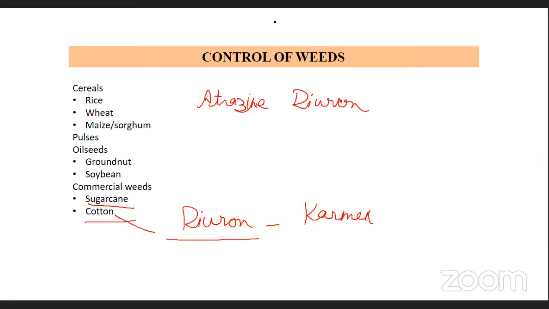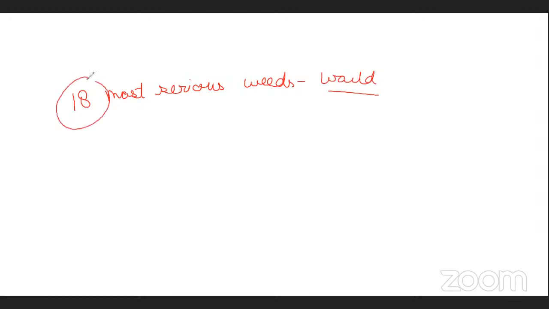Now, one very important question asked is how many dangerous weeds, or the most serious weeds, are present in the world. Okay, not in India, the question is in the world. So there are 18 most serious weeds in the world. This question is very popular, and one by one I am giving you all the 18 names.